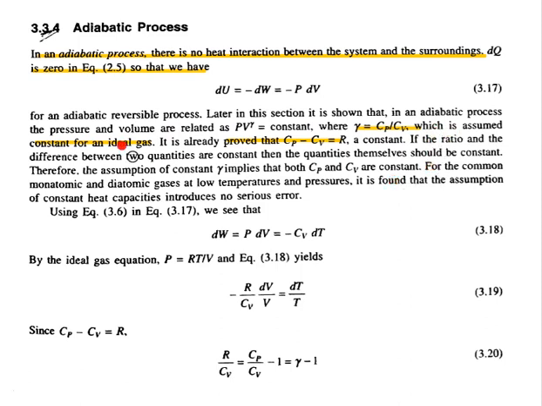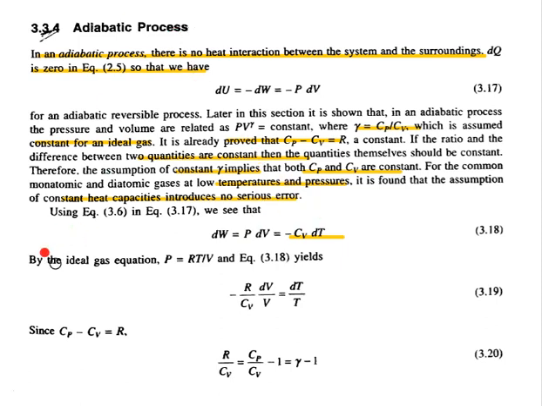If the difference between two quantities is constant, then the quantities themselves should be constant. So the assumption of constant gamma implies that both Cp and Cv are constant. For common monatomic and diatomic gases at low temperature and pressure, it is found that the assumption of constant heat capacity does not introduce serious error. So from equation 3.6 and 3.7, we see that dW is equal to P dV. We know that P dV can be written as minus Cv dT.